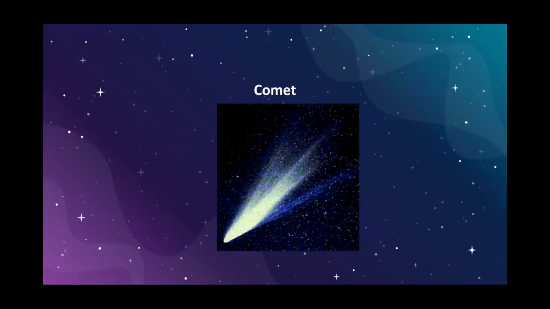What about a comet? So a comet also reflects light, even though it looks super bright and beautiful in the night sky. It is just a ball of ice. There's no actual energy being produced. It's reflecting it directly off the sun.